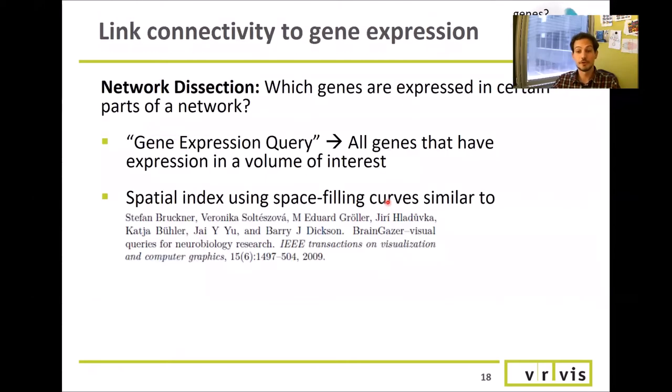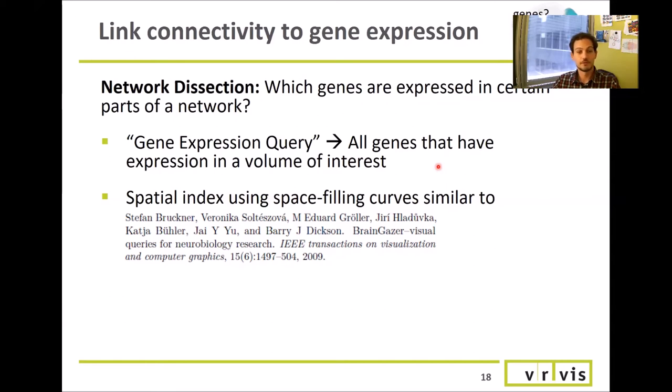We can also use Brain Trawler for network dissection. Since this involves querying spatial gene expression of 20,000 genes, we employed spatial indexing using space-filling curves. In this index, we stored gene expression per voxel across all genes in the dataset. So we can then ask which genes are expressed in a certain part of these networks.